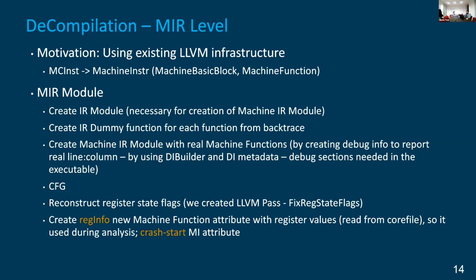Also, we perform our analysis in the backward direction from the crashing point. So we read the program counter at the moment of the crash, and for that machine IR instruction, we attach a special crash start attribute, so we know from which point our analysis should start.